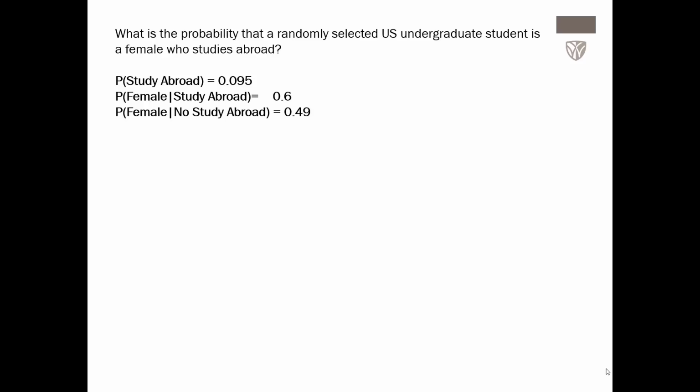Okay, so let's compute the probability. Again, we're asking about the probability that a randomly selected student is a female who studies abroad. So this is a joint probability. We're asking out of the entire population, how likely is it that a student is a female, and we could read this as and, the female and that individual studies abroad. Okay, so our basic law of multiplication would tell us that the probability of A and B is just the probability of A given B times the probability of B. That's our law of multiplication.